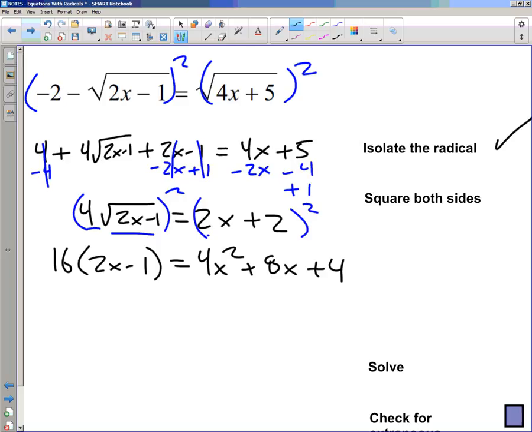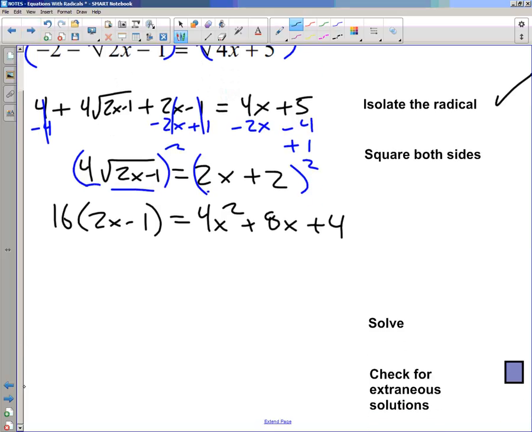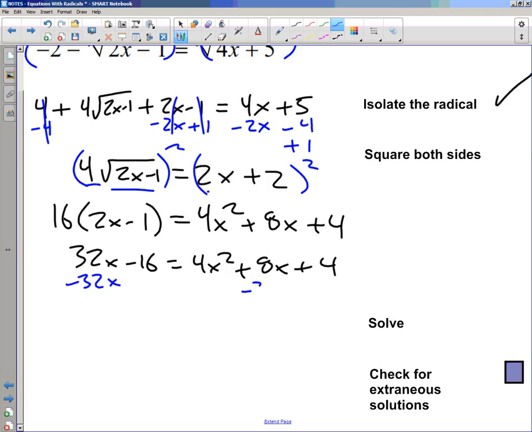All right, now we just need to go through and solve. Again, this is a quadratic, so we're going to want to get a 0 on one side. Let's distribute the 16 first. Let's get a 0 on one side, so I'm going to be subtracting 32 from both sides, 32x that is. I'm going to be adding 16 to both sides. Those should cancel. It's going to leave us with a 0 over here.